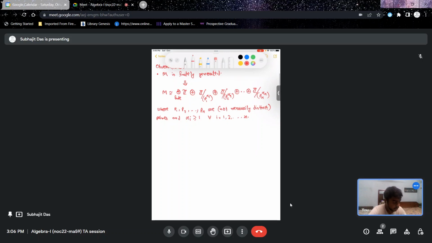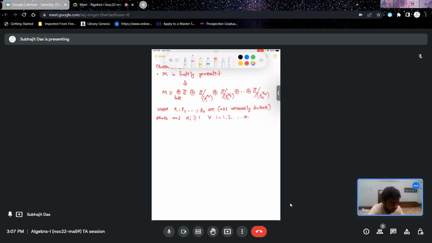Now, since M is irreducible, observe that if you have at least two summands in this decomposition, then you can get at least two non-trivial submodules. For example, if M is of the form A direct sum B, then A direct sum 0 is a submodule and 0 direct sum B is a submodule. Both are non-trivial and both are proper. So that means it must have exactly one summand.